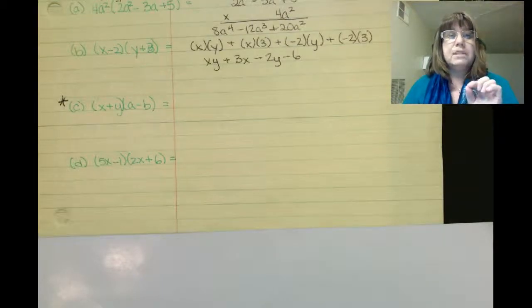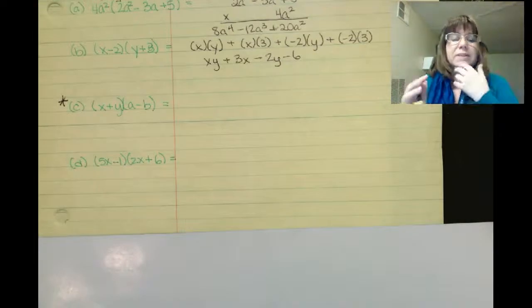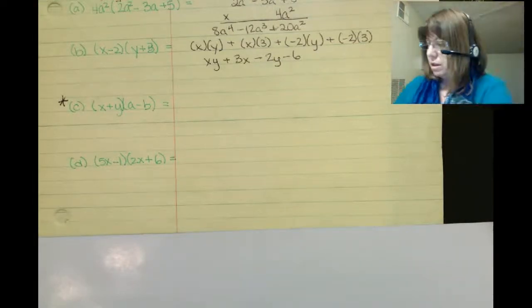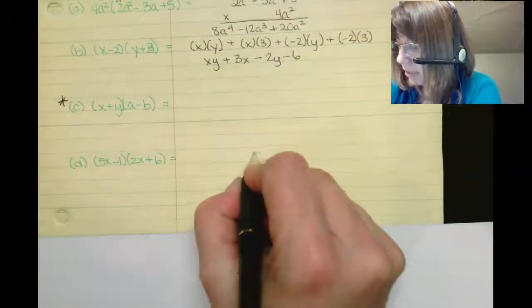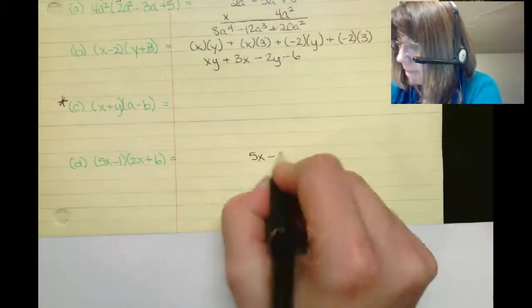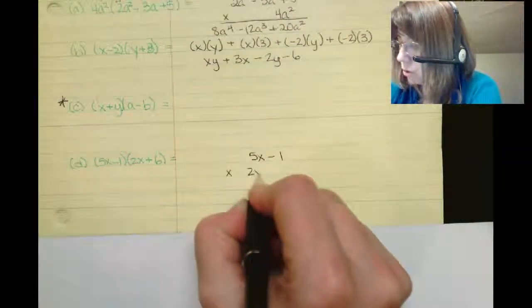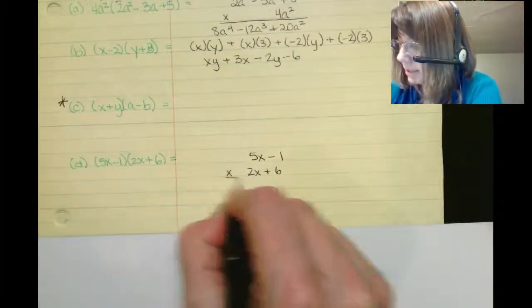For the last problem, I'll go ahead and work through, but I am going to use the column method because I think it's not used as much as you think it could be. Foiling is very popular, but sometimes the column method works really well. So I'm going to go ahead and use the column method. So 5x minus 1 times 2x plus 6.